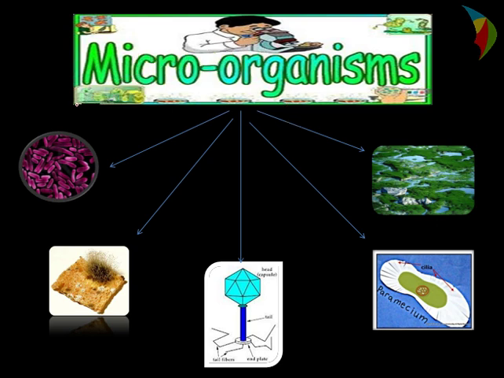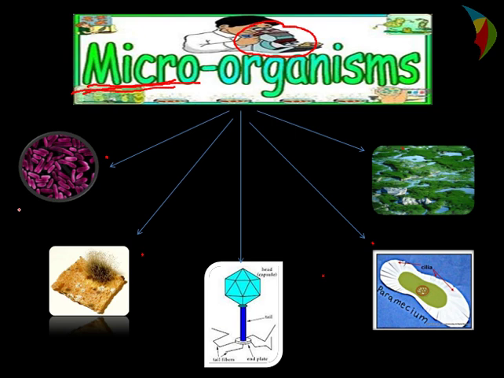Smallest form means they are micro, and you can see in the picture a person observing microorganisms in a microscope. The organisms which are observed under a microscope are called microorganisms. Now these microorganisms are of various types. There are mainly 5 types of microorganisms, and we are going to see each type.